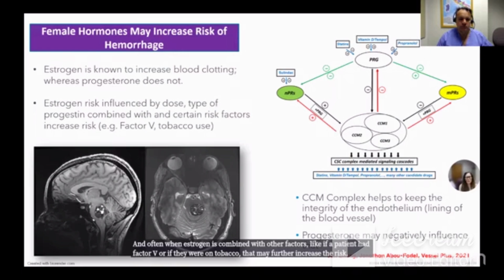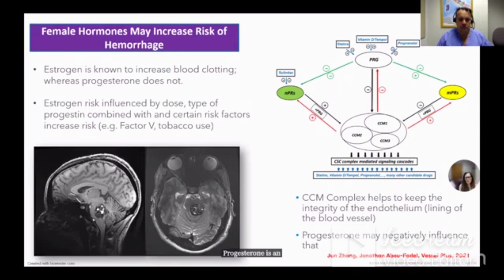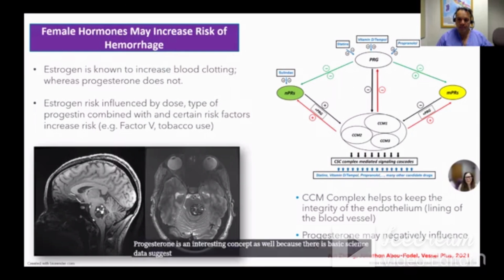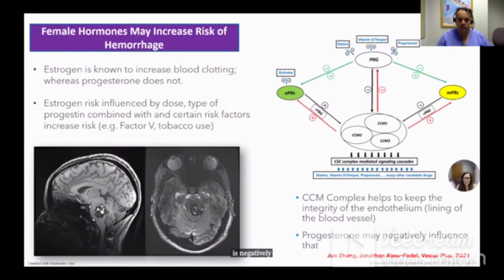Progesterone is an interesting concept as well, because there is basic science data suggesting that the CCM complex is negatively affected by progesterone, and that may also produce bleeding and or leakage from cavernous malformations.